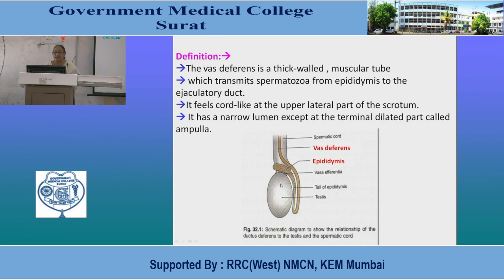In the given diagram, you can see the testes, its posterior border, and the epididymis: the head, body and tail of the epididymis, and the commencement of the vas deferens. It transmits the spermatozoa from the epididymis to the ejaculatory duct. It feels like a cord-like structure at the upper lateral part of the scrotum in the living body, between the thumb and the index finger clinically. It has a narrow lumen except at the terminal dilated part, called the ampulla.